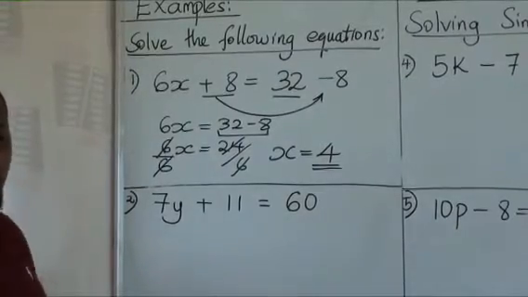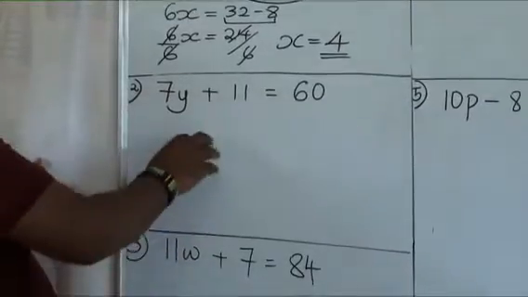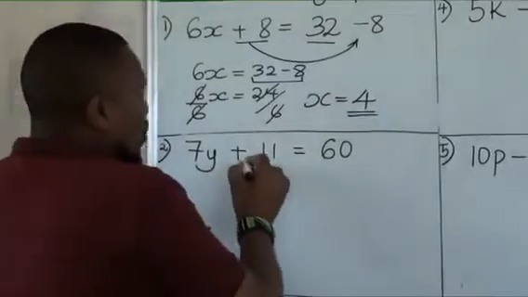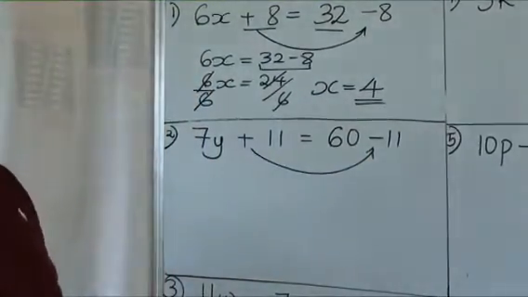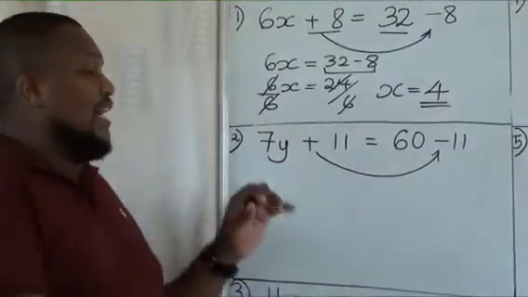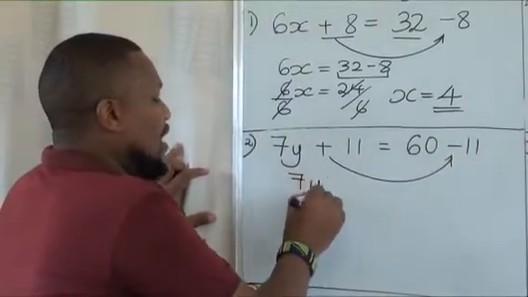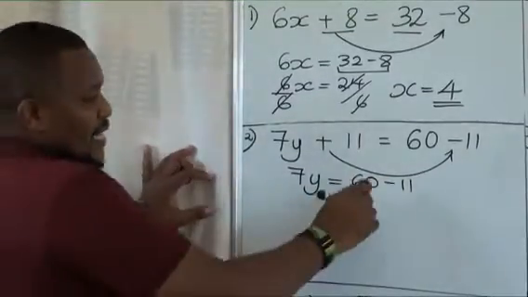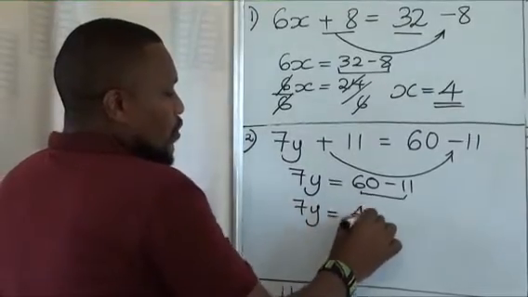Dear learner, we are talking about solving equations. We are in example number 2. We have seen that we have a positive sign again. So this will cross over and become negative 11. Remember, this one has to go because they are like terms, so we are taking it to the other side so that we solve the equation. We shall have 7y is equal to 60 minus 11. Remember to solve this first. So we shall have 7y is equal to 49.